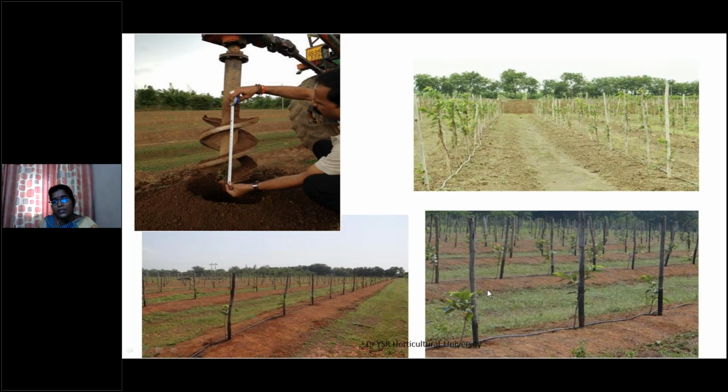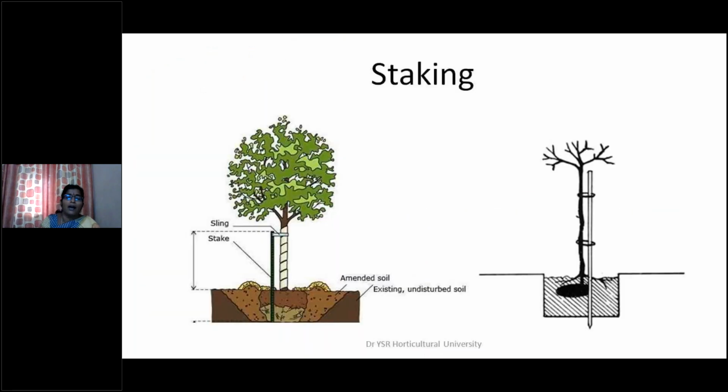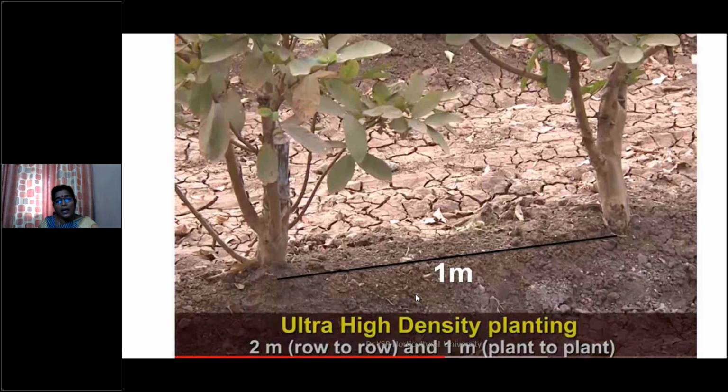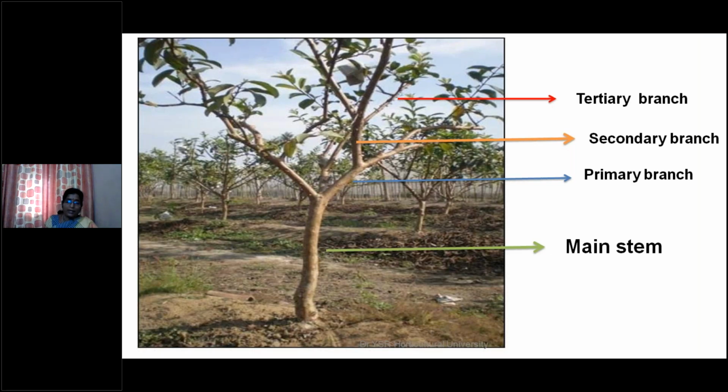And this photograph shows that after planting, it is necessary to give support through staking. A 6 feet tall stake has to be kept to support the plant. Then you can see here, this is a high density planting orchard. The plant to plant spacing is 2 meters, and row to row spacing is 3 meters. Then this is ultra high density planting, where the plant to plant distance is 1 meter and row to row distance is 2 meters. We can accommodate 5,000 plants per hectare.